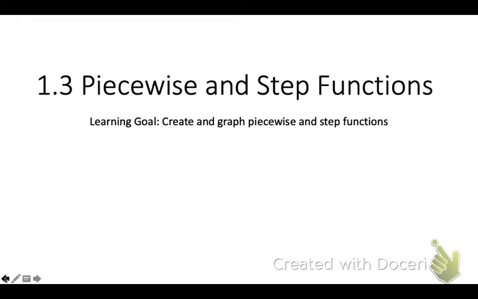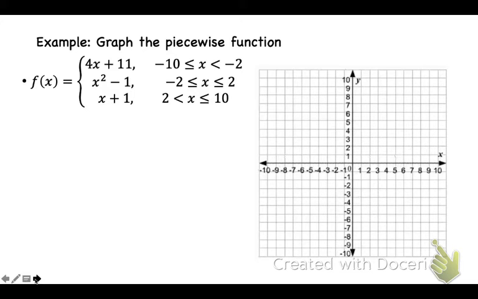Now, this is a piecewise function. It's called a piecewise function because it has what? Pieces. Do you see it? There's 3 pieces. Over here, there are 3 domains. If my number falls between -10 and -2, I use the top function. If it falls between -2 and 2, I use the middle function. If it falls between 2 and 10, I use the bottom. Anything smaller than -10 or bigger than 10, does it exist in this equation's world? No.